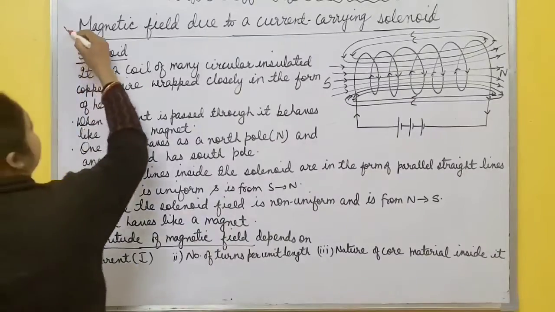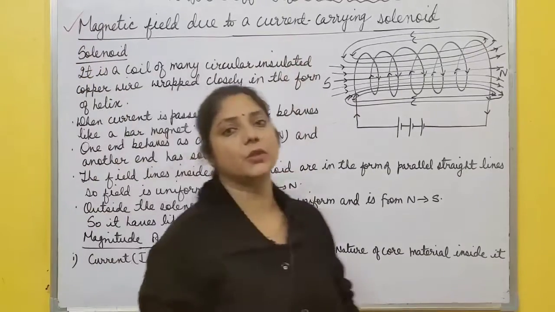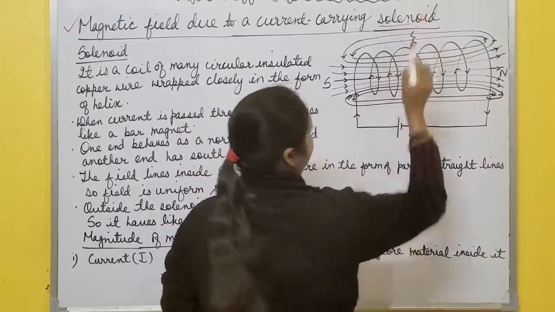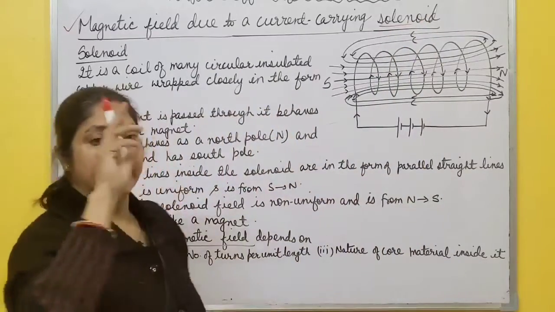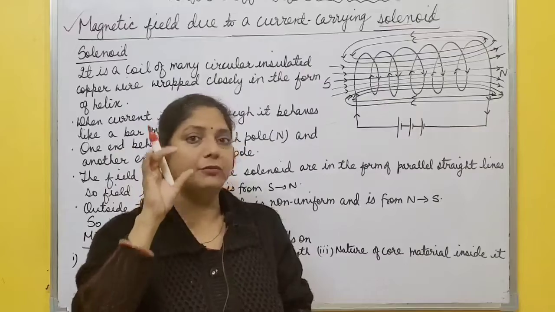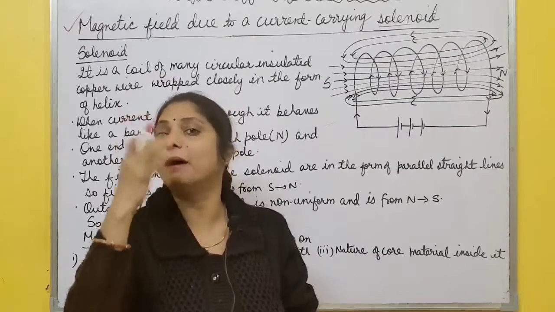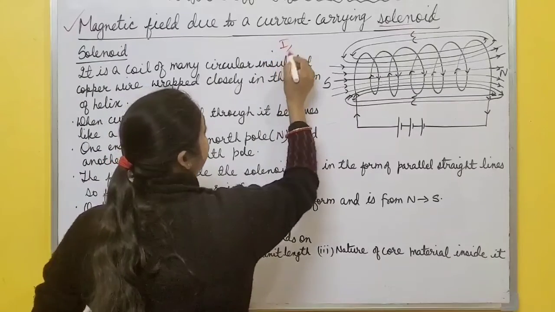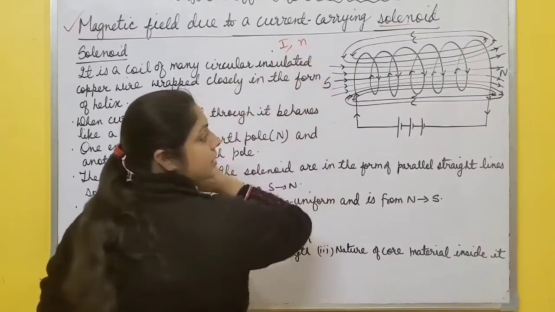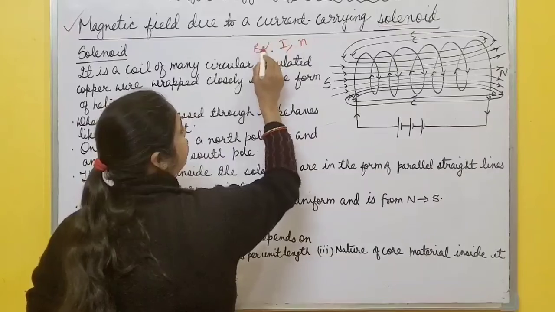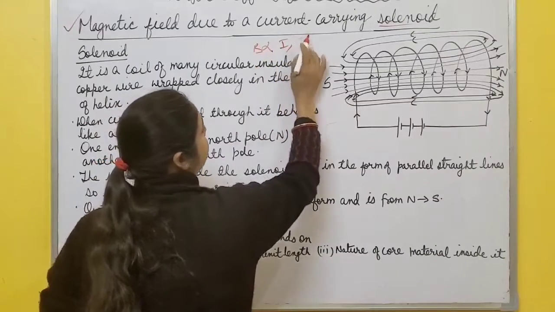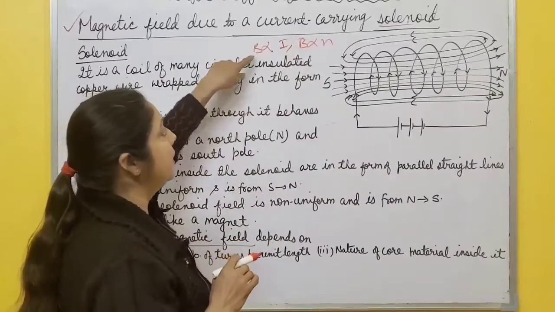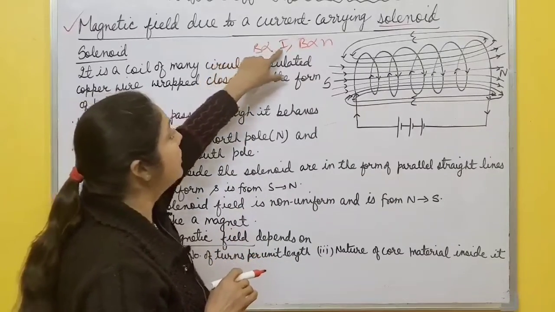Our next topic is magnetic field due to a current carrying solenoid. In this one, what do you mean by this solenoid? First of all, you know that in case of a current carrying circular coil, if you want to increase the magnitude of magnetic field, then you have to increase current and also the number of turns in the circular coil. B is directly proportional to I, and B is also directly proportional to the number of turns in the coil.